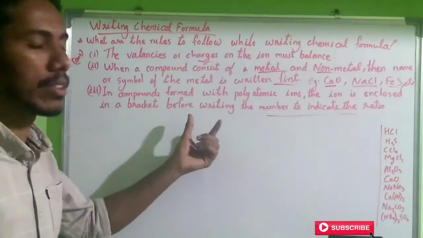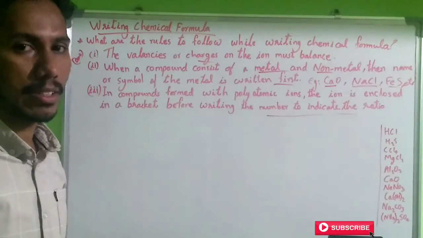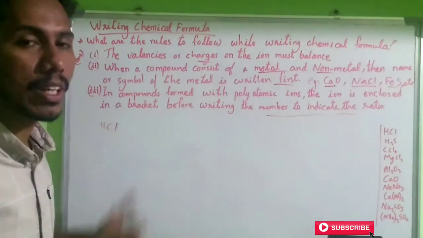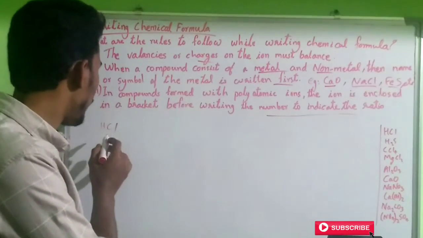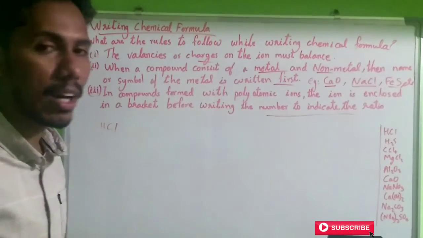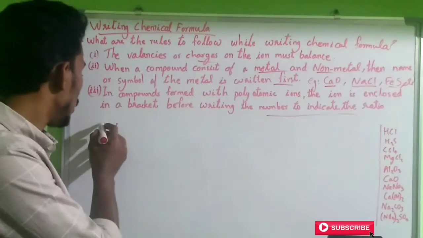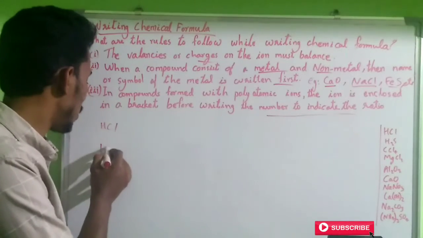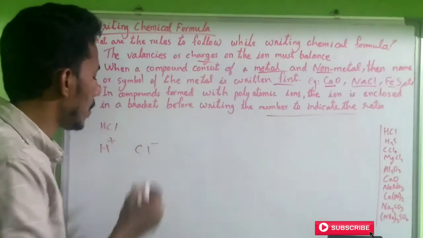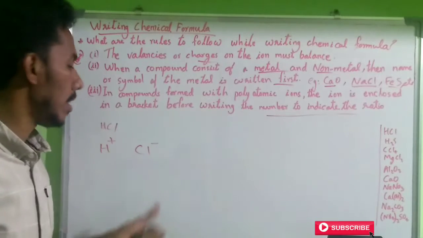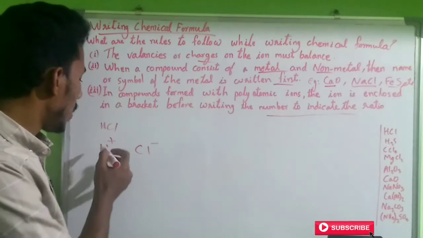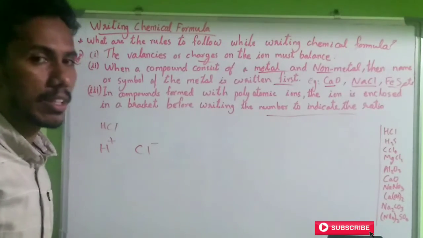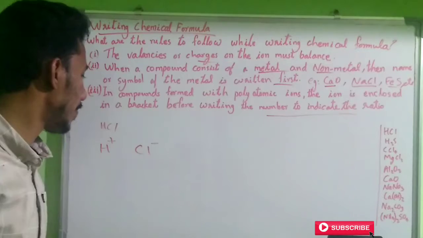Okay, so we have to do some examples for writing the chemical formula. These are the rules, but how do we write it? First example, HCl. It's a compound. In this case, the charge of hydrogen is positive, H plus, and Cl minus. The charge of chlorine is negative. So the positive is written first and chlorine is written second.